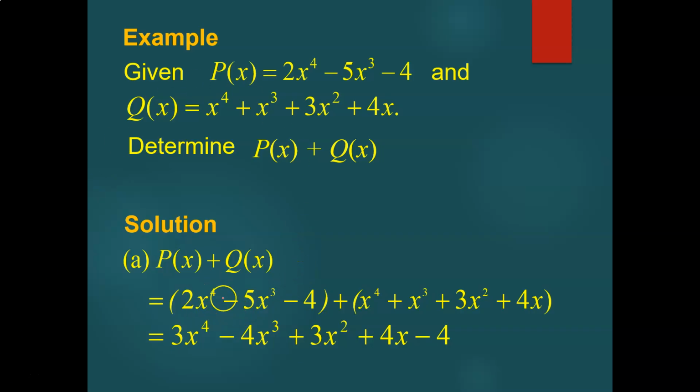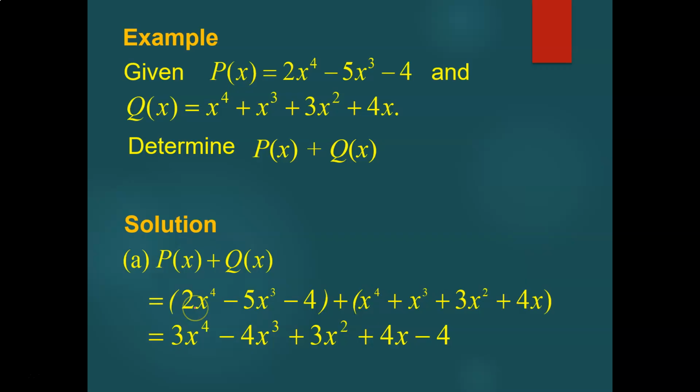If you have x to the power of 4, tambahkan dengan x to the power of 4. If you have x to the power of 3, you tambahkan dengan x to the power of 3. If you have constant, you tambahkan dengan constant. Macam itulah. Contoh, 2x to the power of 4. Okay, kita write down dulu macam ni. Px plus qx. Tulislah semula. Px dia yang ini. Plus, tulis cantik-cantik. Qx is this one.